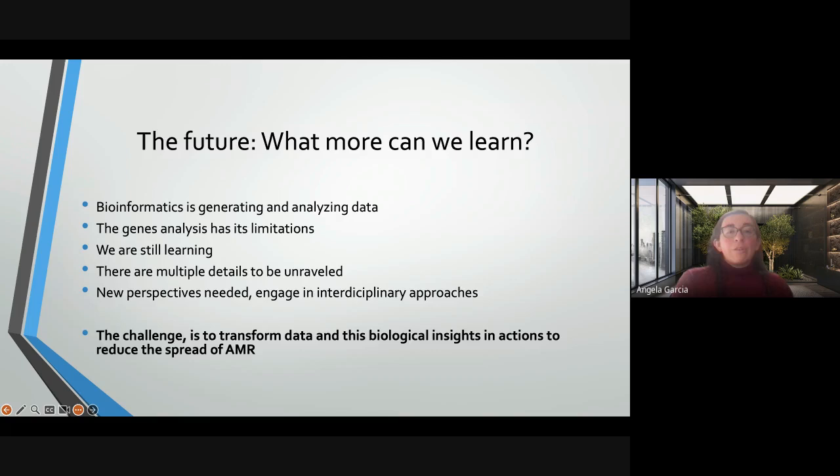And finally, the idea that in bioinformatics, our challenge is to transform that data into biological insights and actions to finally reduce the spread of AMR. That's our final goal there.